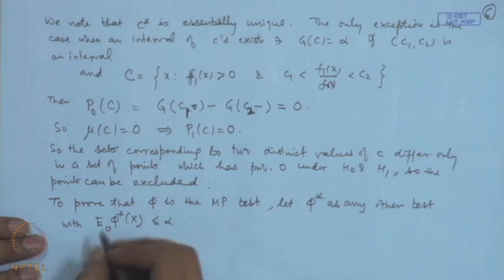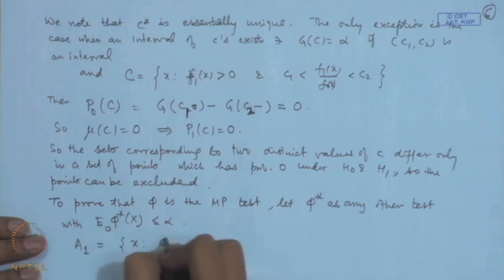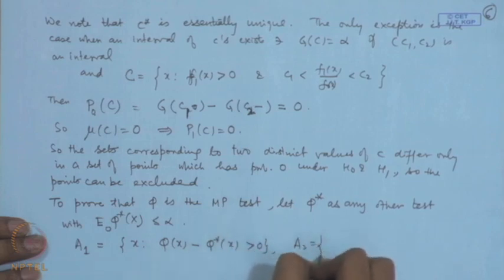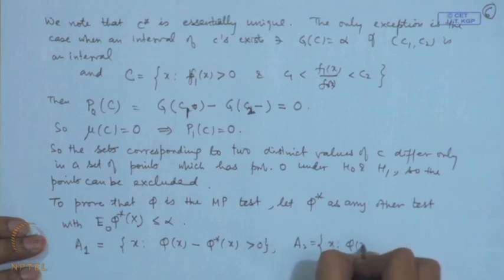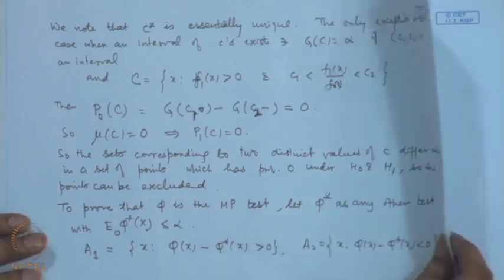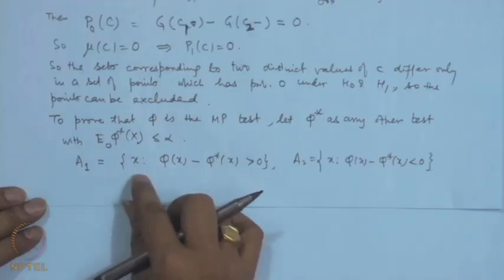Now, let us consider the two sets. Let us call A1 the set of all those points such that phi x minus phi star is positive, and say A2 is the set such that phi x minus phi star is less than 0. Now, note the way the sets are defined here.